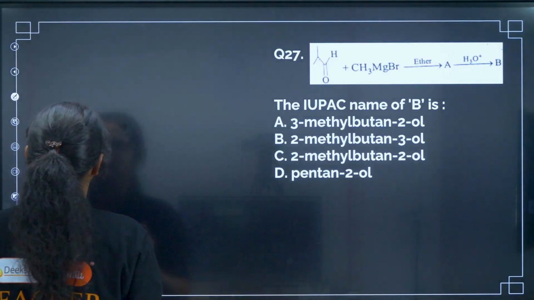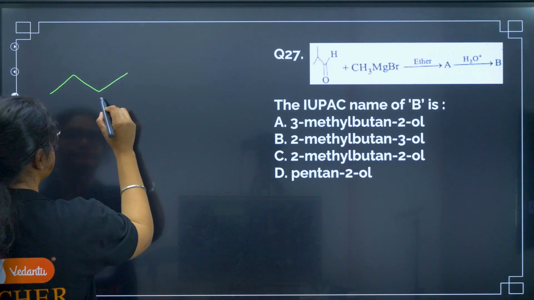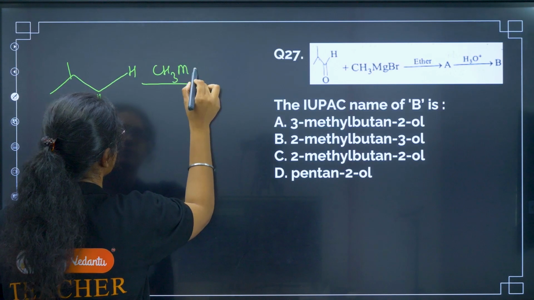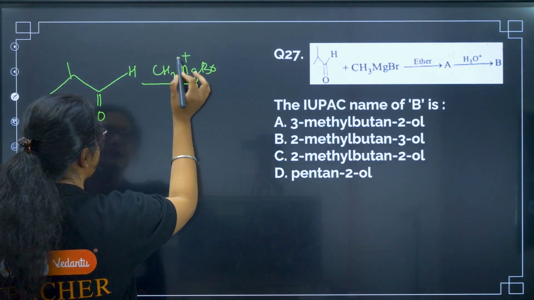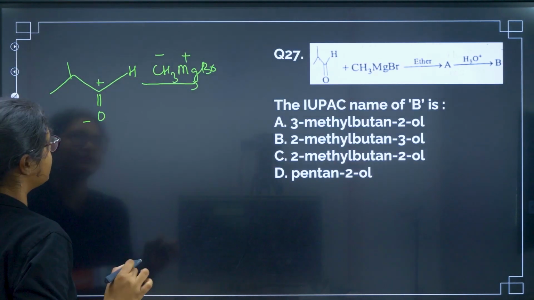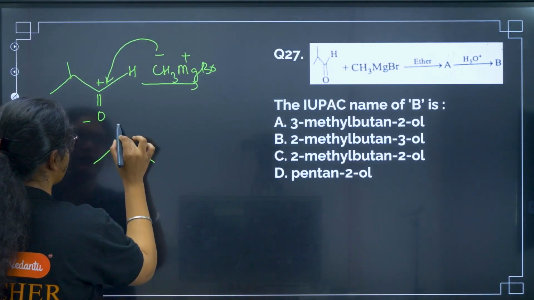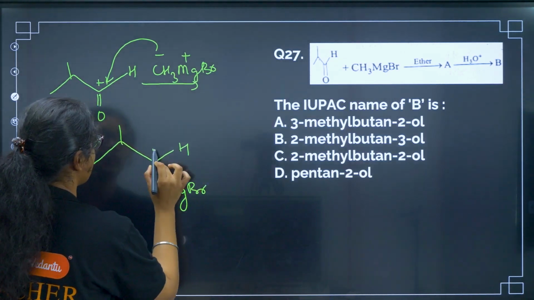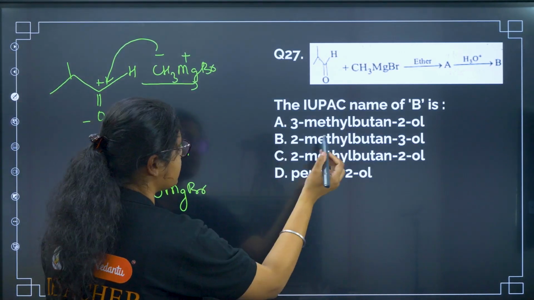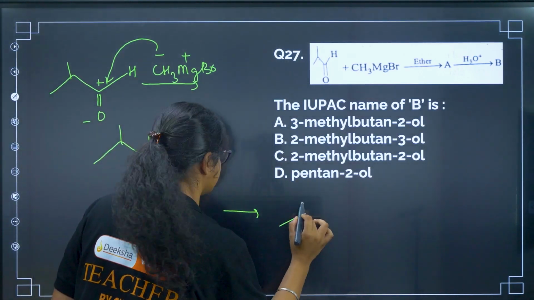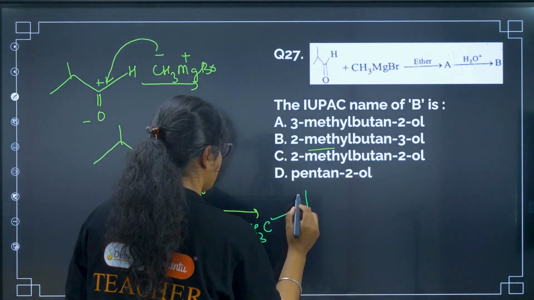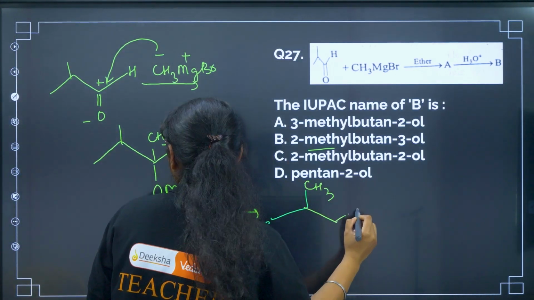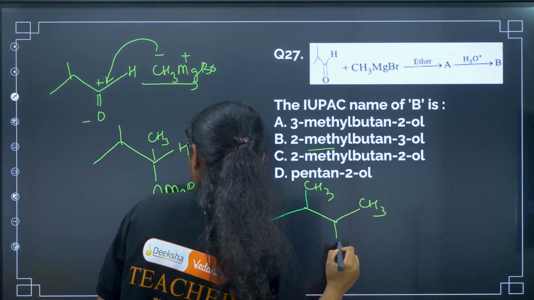Okay, again a reaction based question. We have this structure. One aldehyde is given and you have a reaction with Grignard reagent. So this Grignard reagent, you can take this side as plus, and here we have minus. This one attacks here. So you will get a structure like this, OMgBr, and here we have CH3, right? Now if hydrolysis is done, this one will get converted to OH, CH3, and then here we have CH3. Next we have another CH3, and here we have OH.